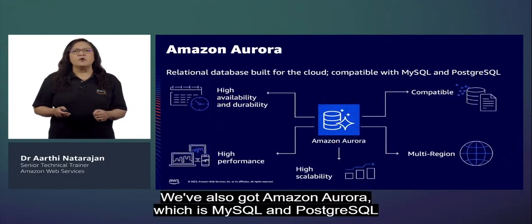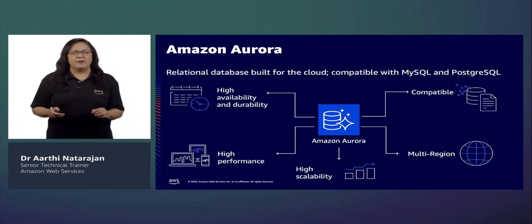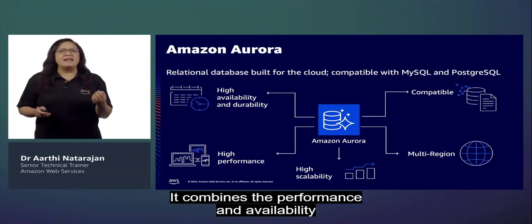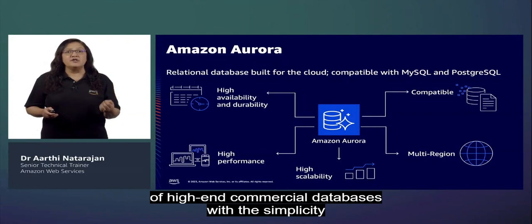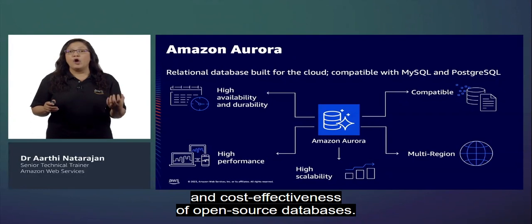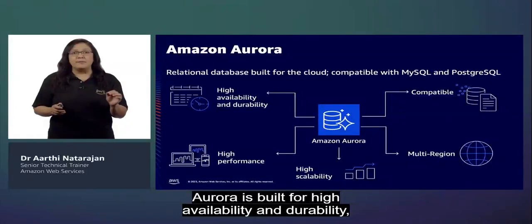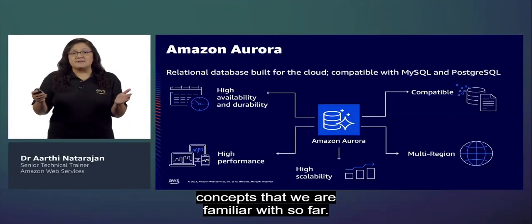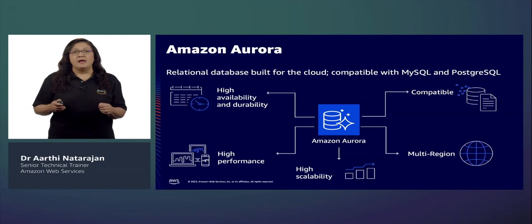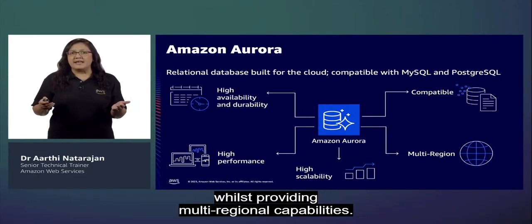We've also got Amazon Aurora, which is a MySQL and PostgreSQL compatible relational database built for the cloud. It combines the performance and availability of high-end commercial databases with the simplicity and cost-effectiveness of open-source databases. Aurora is built for high availability and durability, concepts that we are familiar with so far. It's also built for high performance and scalability, whilst providing multi-regional capabilities.